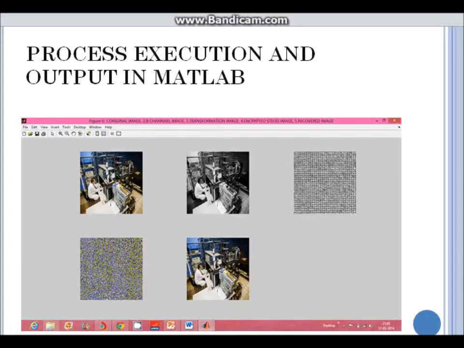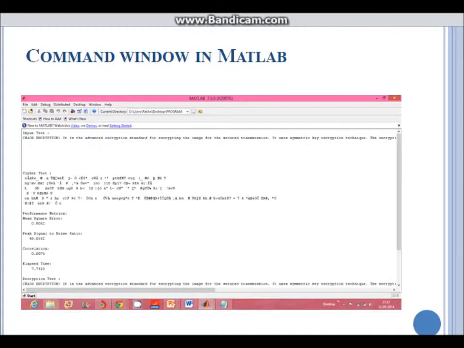This window shows the process execution and output in MATLAB. The first image is the input image, the second image is the blue plane image, the third image is the transformed image, the fourth image is the chaos encrypted image, and the fifth image is the required image. This is our command window in MATLAB.